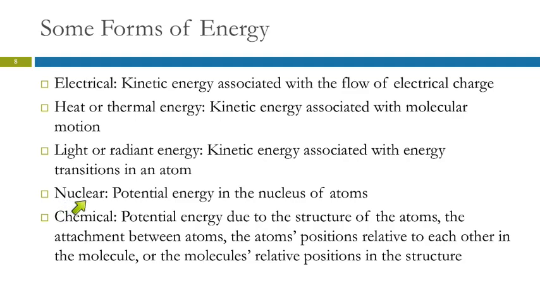Nuclear energy. This is a form of potential energy, and it's due to the structure of the nucleus. And chemical energy, also a form of potential energy. Here, this is due to the relationship, the attachment between atoms and molecules, the attractions between ions in an ionic compound, and so that's what chemical energy is.